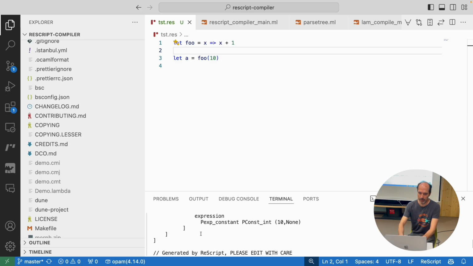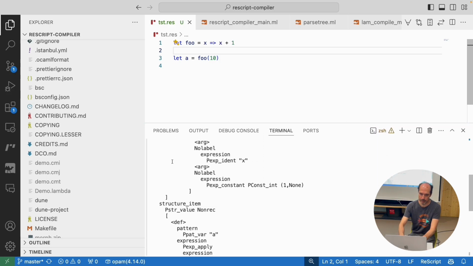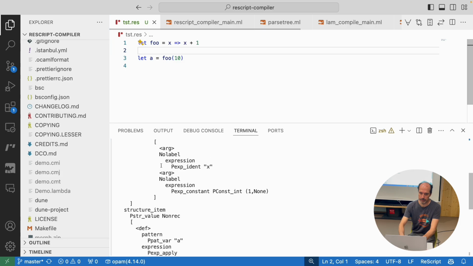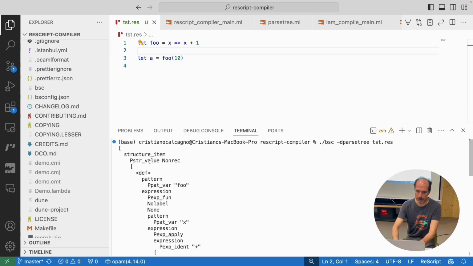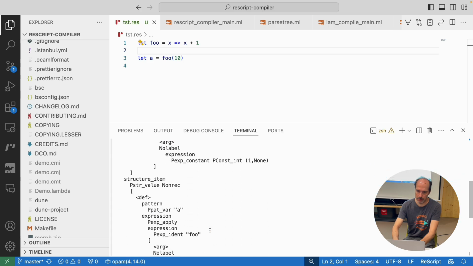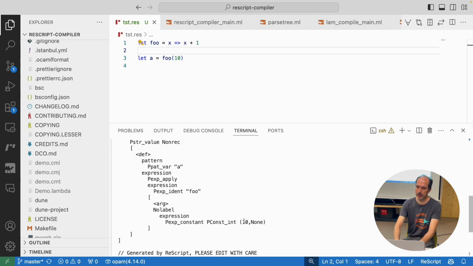So you can print the parse tree. The parse tree. So there is an item which is the function definition, and then there is the function application and the constant.